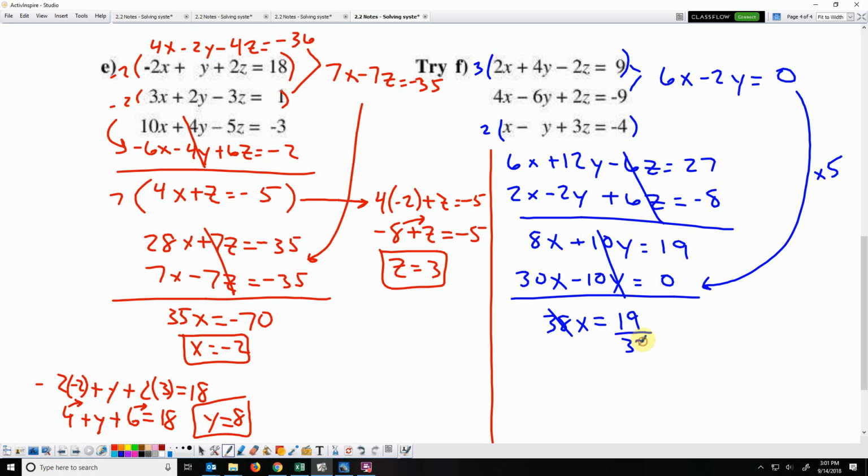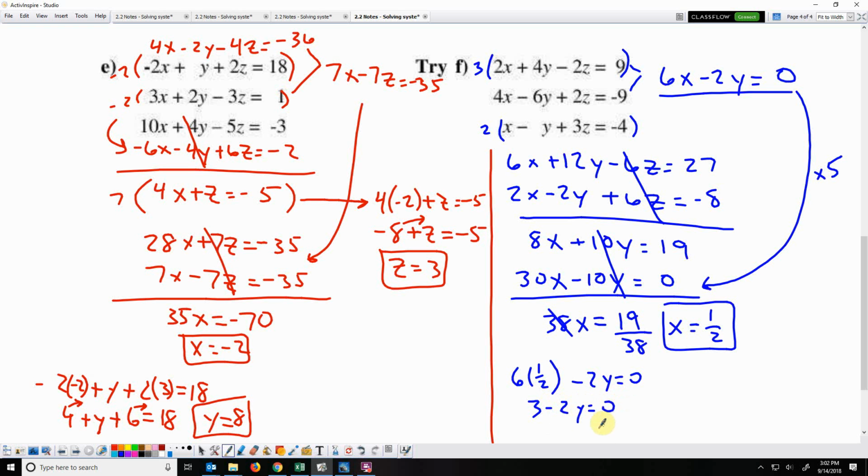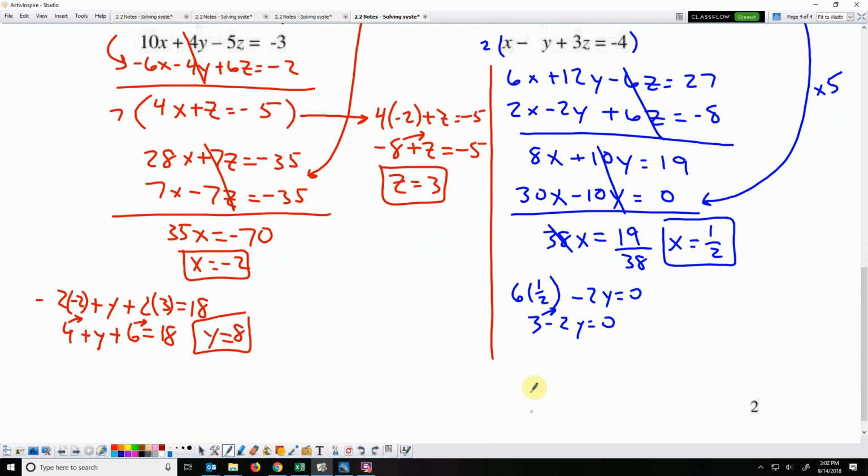And when I divide by 38, that simplifies to x equals 1/2. Okay? So the easiest place I think to substitute that is right here. So I'm going to put that 1/2 in for x. 6 times 1/2 minus 2y equals 0. So that 6 times 1/2 is 3. And I'll move that 3 over. So I'll get negative 2y equals negative 3.